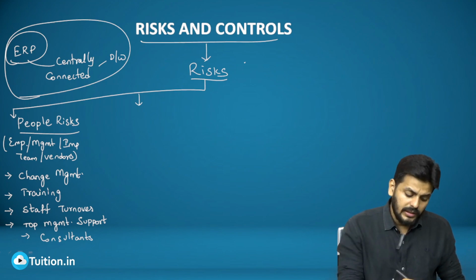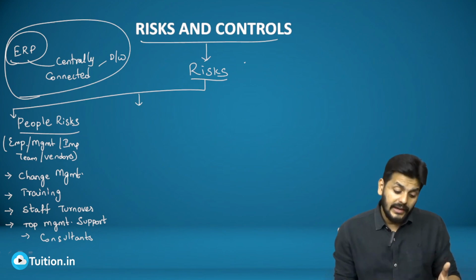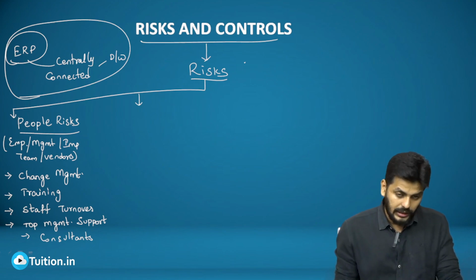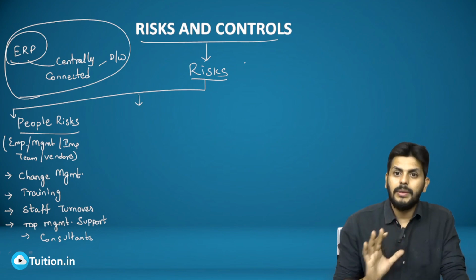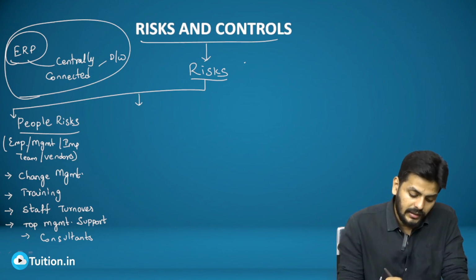From all these people, these are the risks that emerge, and against each of them there needs to be a proper control set up to make sure that people don't leave your organization, people are well trained, and all of that is taken care of.